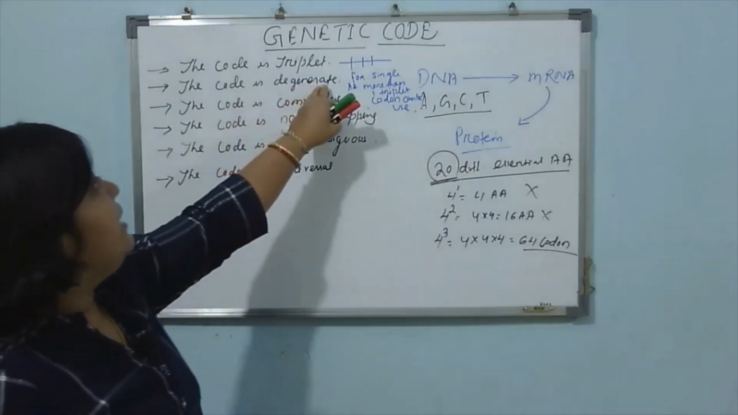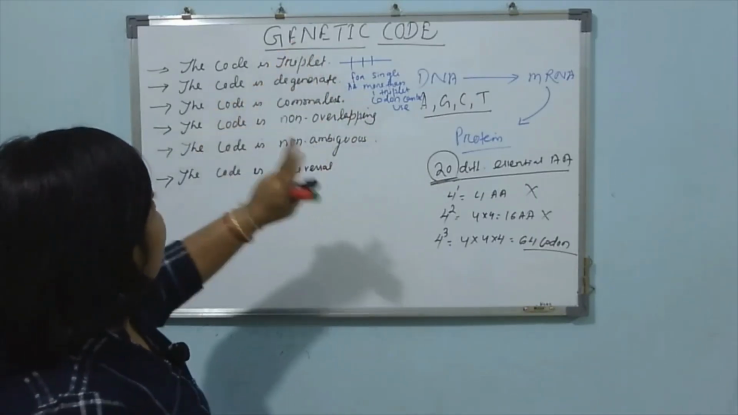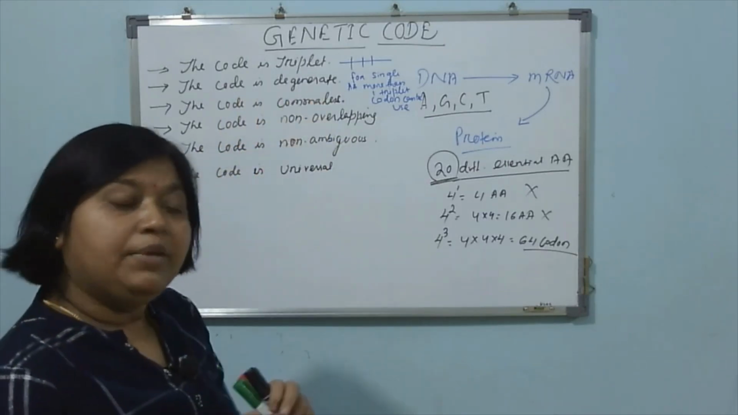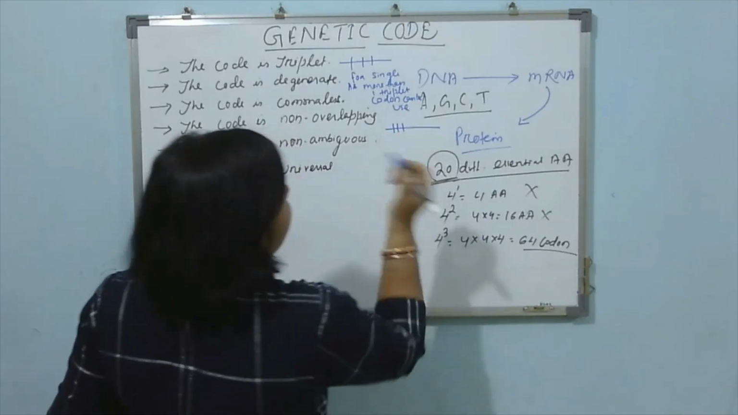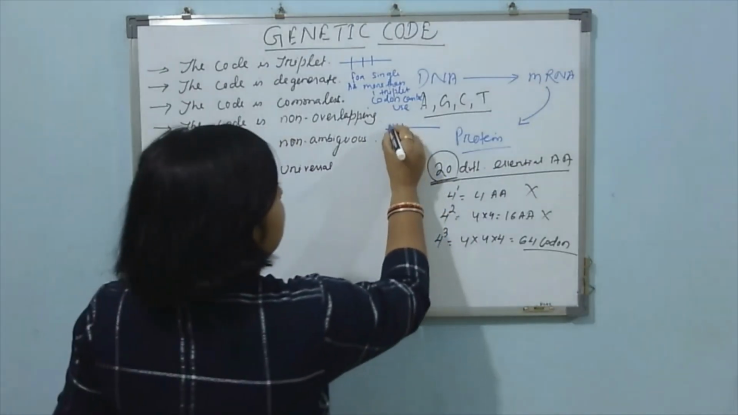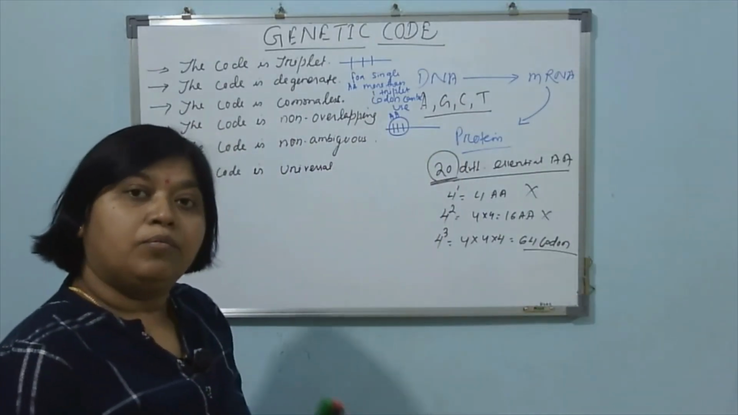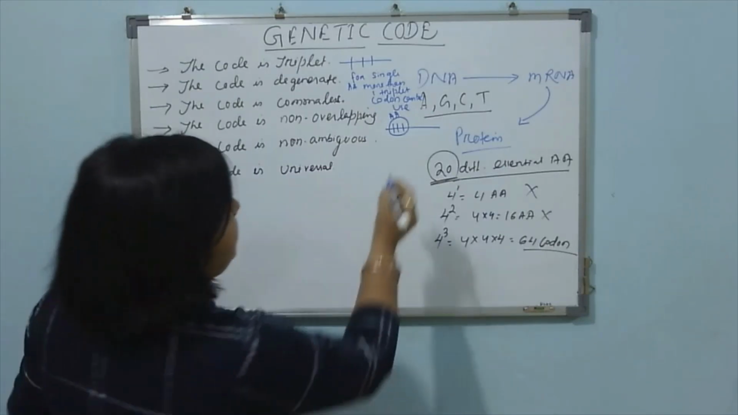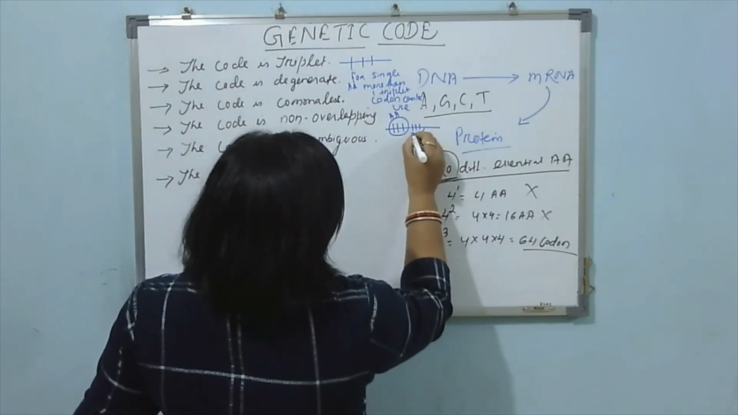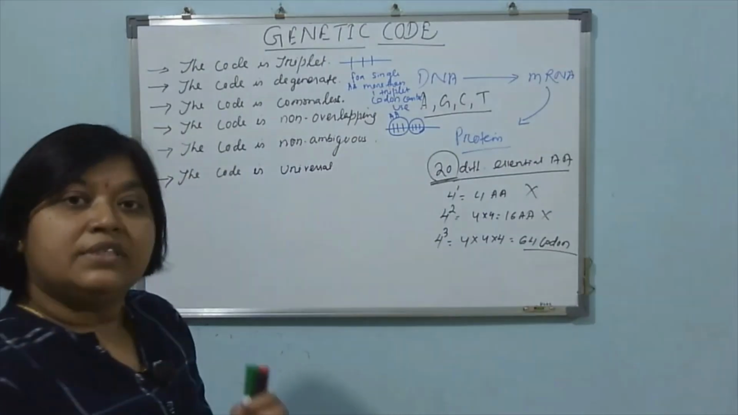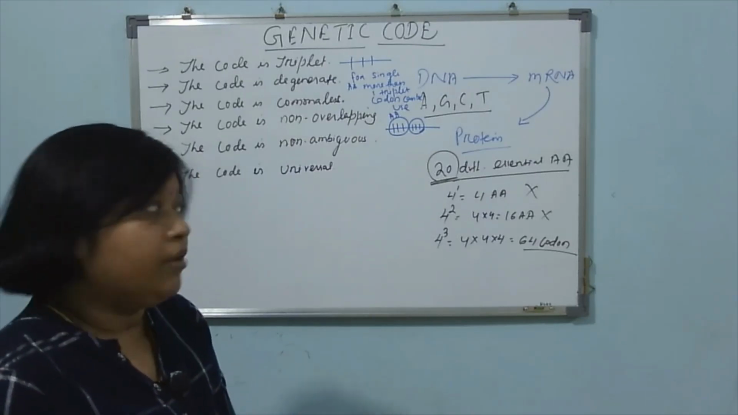This is the degenerate property of the genetic code. The third property of this genetic code is that it is commaless. It means, suppose here is the triplet codon for one amino acid. This is for one amino acid. The next triplet codon will be for another amino acid. It means after one triplet codon, the next triplet codon will automatically get synthesized into the next amino acid. There will be no gap between two triplet codons.